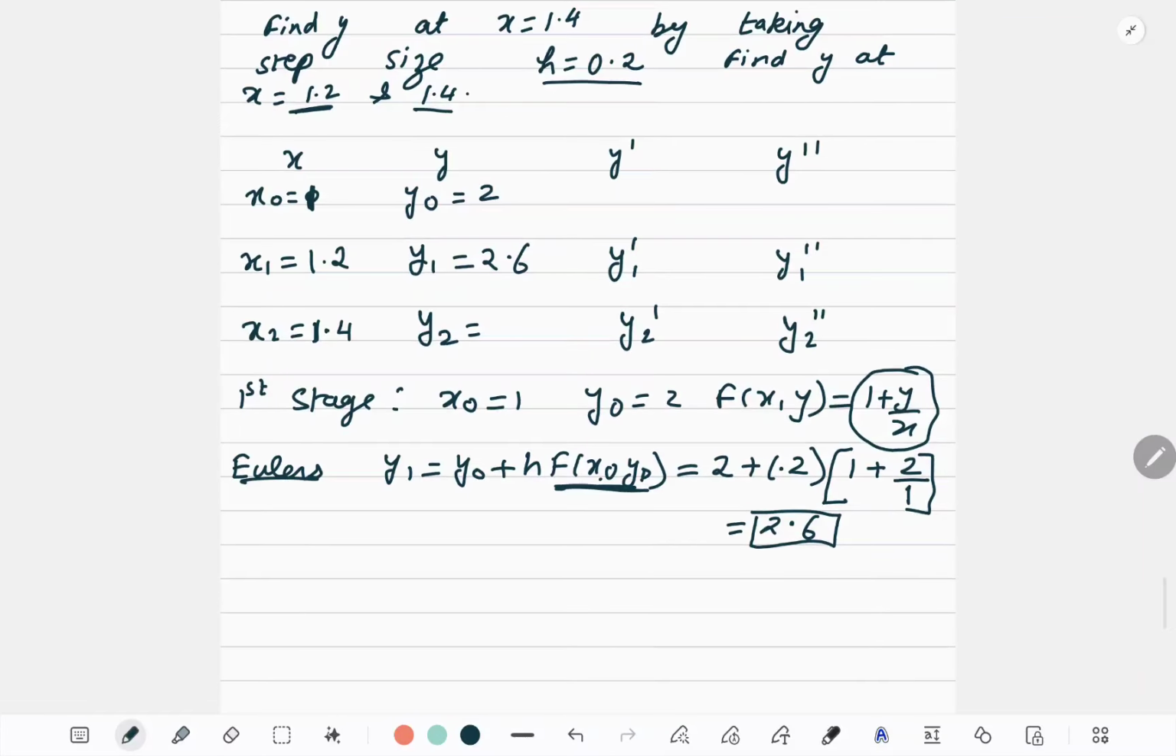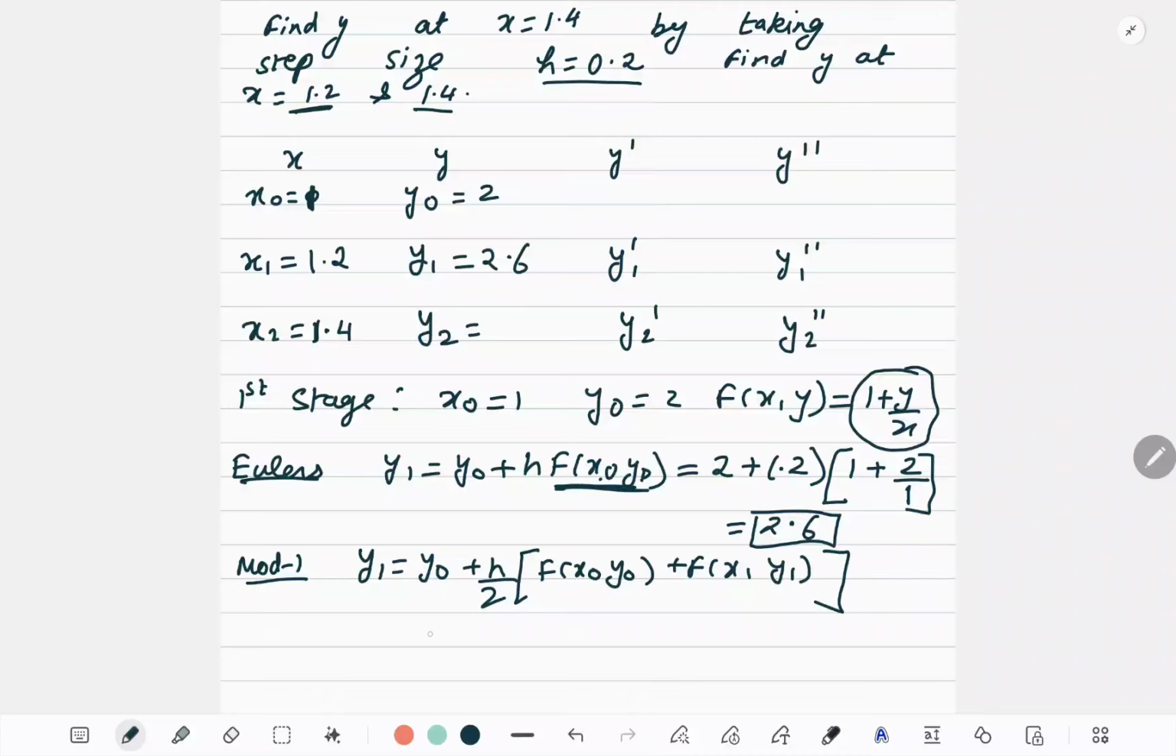Right? Now my target is to modify it. So I will do first modification. Okay. Modification 1, when I will do, the formula will be y1 is equal to y0 plus h by 2 in bracket f of x0 y0 plus f of x1 y1.